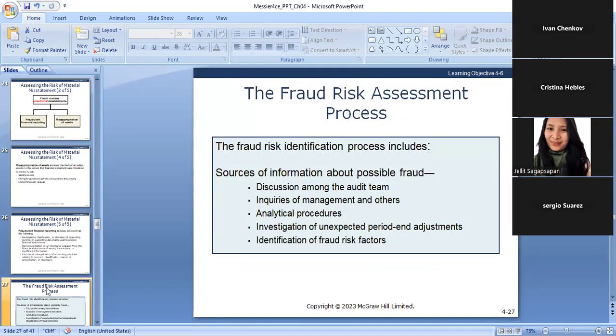Now, fraud risk assessment process. How are we going to assess the fraud? First, we have to find the source of the possible fraud. In order to find the source, first you have to understand, is there anything that makes you think that there are fraudulent activities? Once you identify and come up with the idea that there might be fraudulent activities, obviously you have to go down all the way to the source.